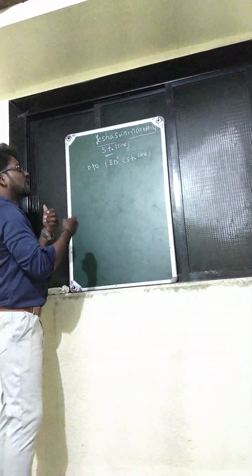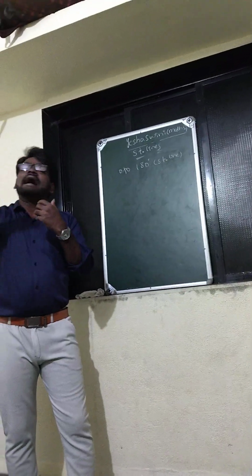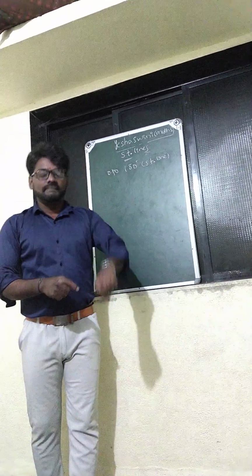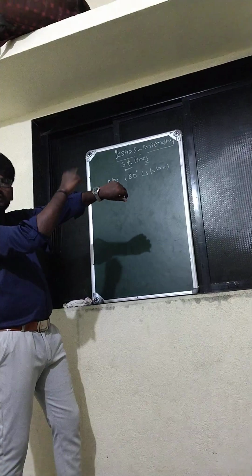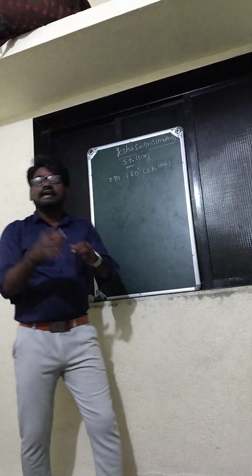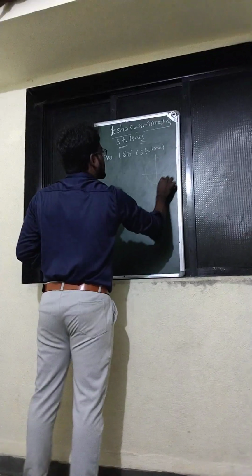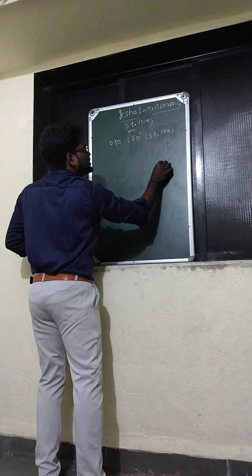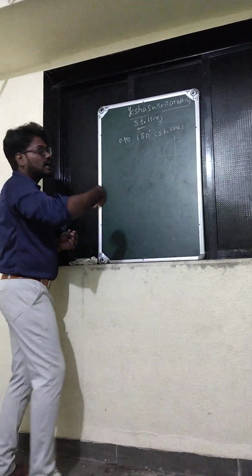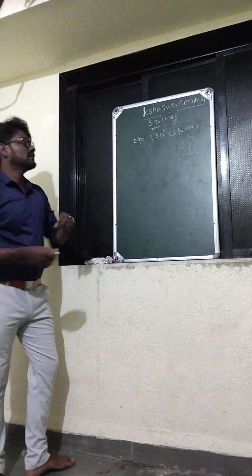What is the definition? Let alpha be an angle measured in anti-clockwise orientation. You observe this one: this is clockwise orientation. What is anti-clockwise orientation? The reverse order. This is the clock, and this is clockwise orientation. Anti-clockwise orientation is the reverse order.